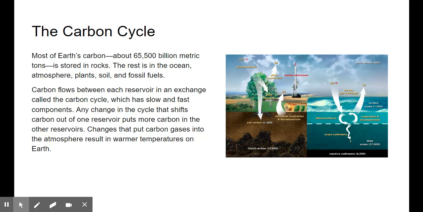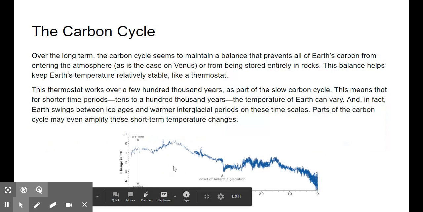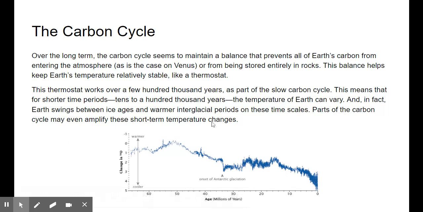And there are two different cycles, a slow and a fast. Any change in the cycle that shifts carbon out of one reservoir will put carbon in another reservoir. And these changes can result in warmer temperatures on Earth. Over the long term, the carbon cycle seems to maintain a balance.